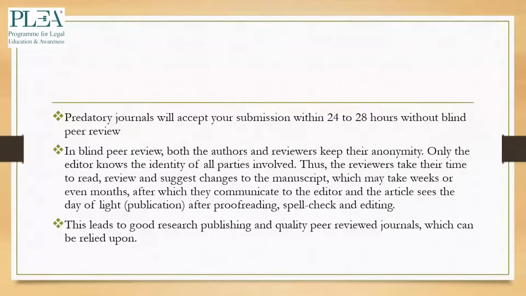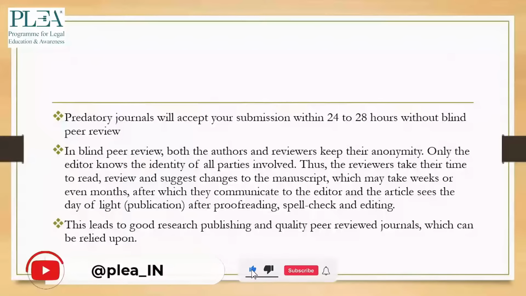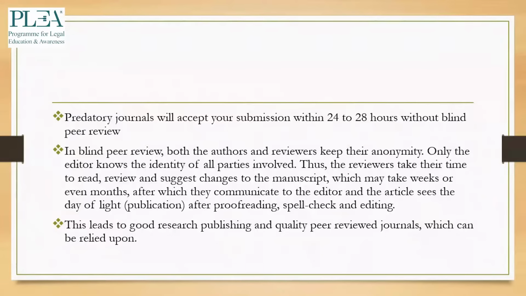Predatory journals will accept your submission within 24 to 48 hours, within 72 hours. You'll just get your publishing done without blind peer review. That is, without actually looking at the authenticity of your publication. In blind peer review, both the authors and reviewers keep their anonymity. That is, both the author and the reviewer do not know each other. The reviewer has to select the particular article or the research paper based on its merit. Only the editor knows the identity of all the parties involved.